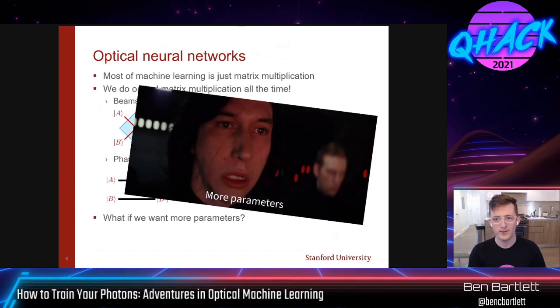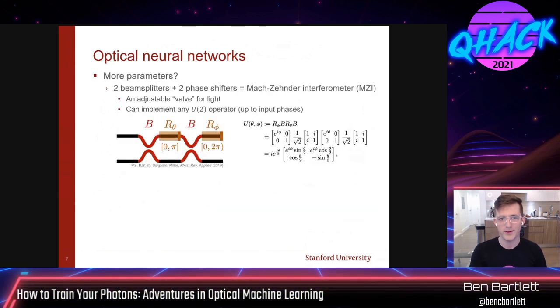But what if we want more parameters? Well, you can put two beam splitters and two phase shifters together to create something called a Mach-Zehnder interferometer, or MZI. And an MZI is basically just an adjustable valve for light. If you have two input and output waveguides, then you can adjust how much light from the top waveguide ends up in the bottom waveguide and how much from the bottom ends up in the top waveguide. And this can implement any U(2), or two-dimensional unitary operator, up to input phases with a suitable choice of theta and phi. So by changing what your phase shifts are, you can change what matrix you implement.